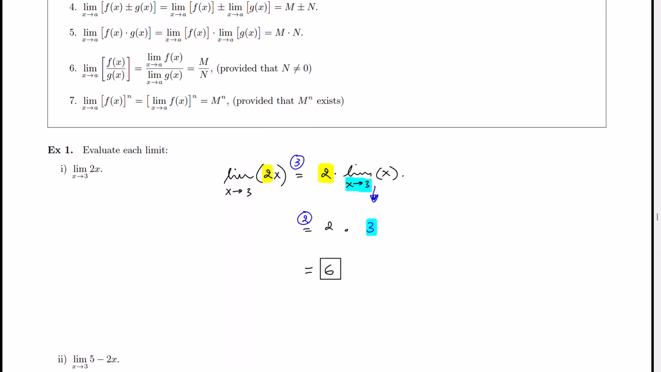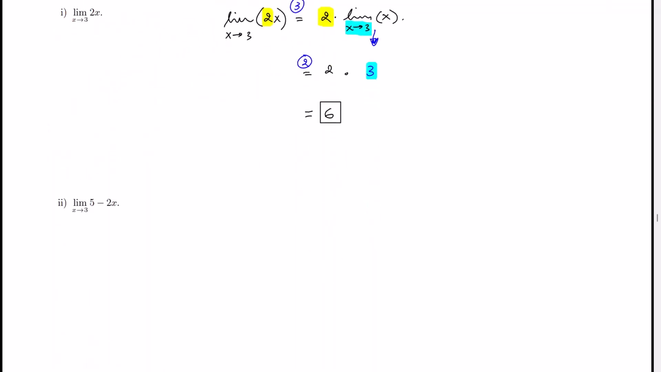Now that we're done with that, you can see what the process is going to look like. Let's do the next few parts, referencing all the details. The next one we have to do is the limit as x approaches 3 of 5 minus 2x.